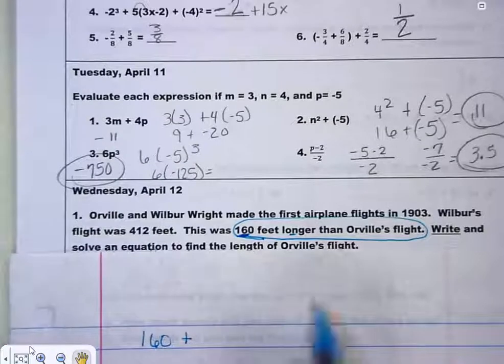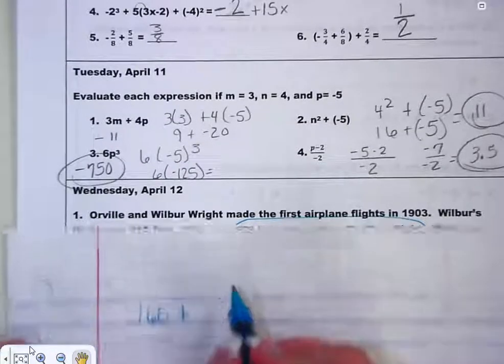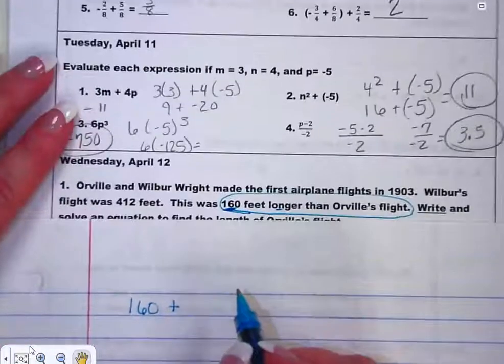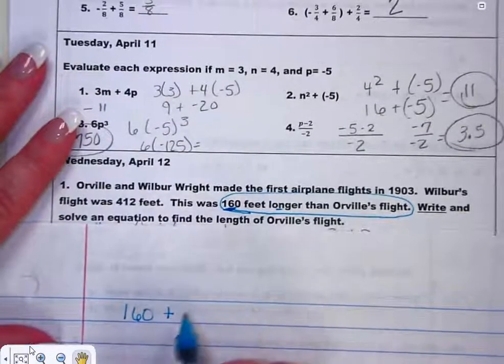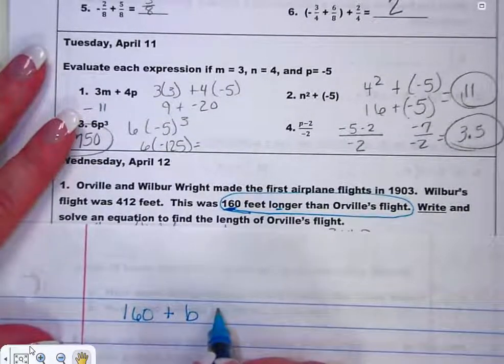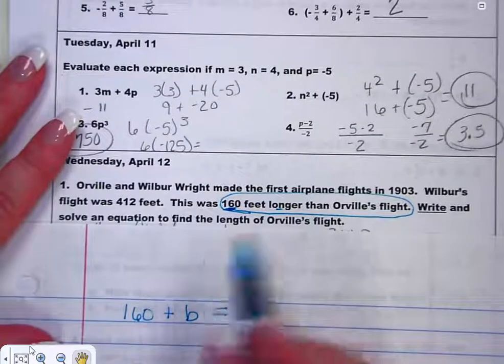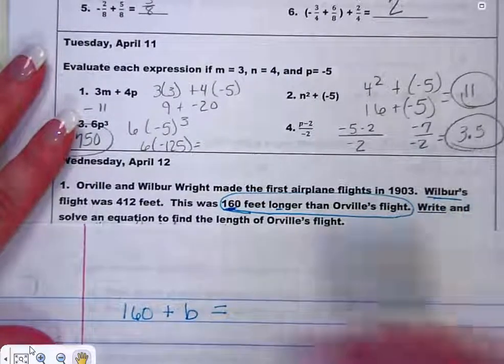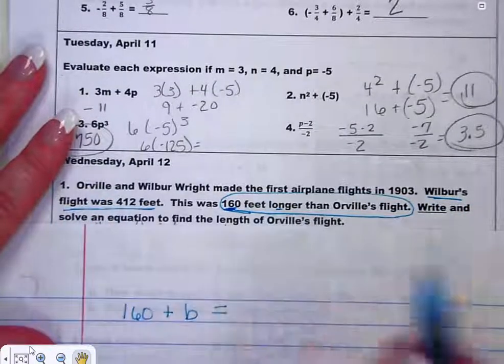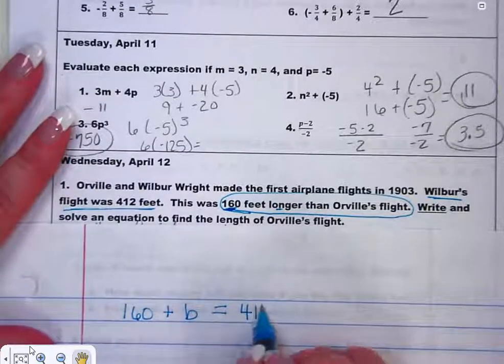plus Orville's flight. I'm going to use B for brother. You could use X. Just don't use O. And that has to equal what? Wilbur's flight. And Wilbur's flight was 412 feet.